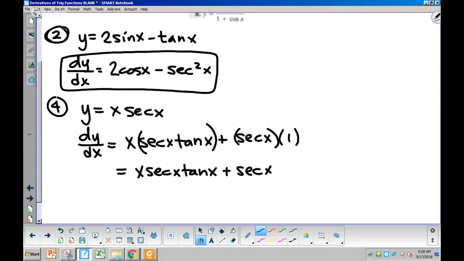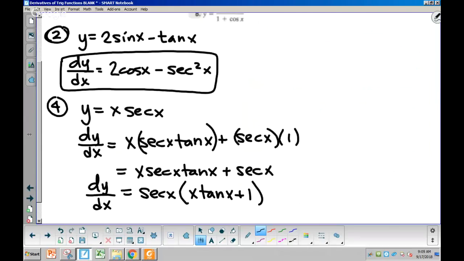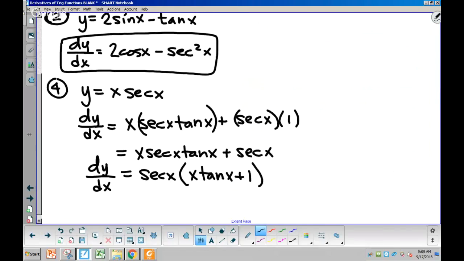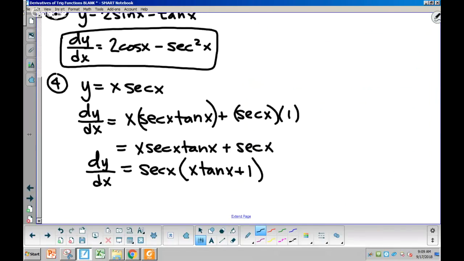Now, could you factor out a secant? Sure. And we get secant x times x tan x plus 1. And then if I asked you to find the slope at root 2 over 2, you guys could probably do that. I mean, or at pi over 4, you could tell me what the slope was, right? And come up with the equation of the tangent line. Those kind of problems don't ever go away.